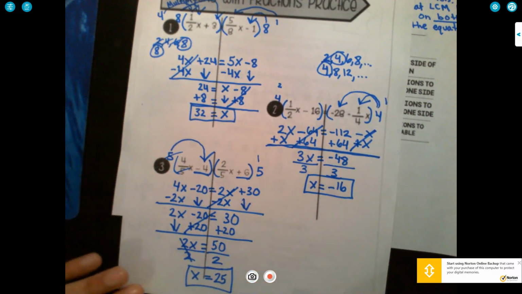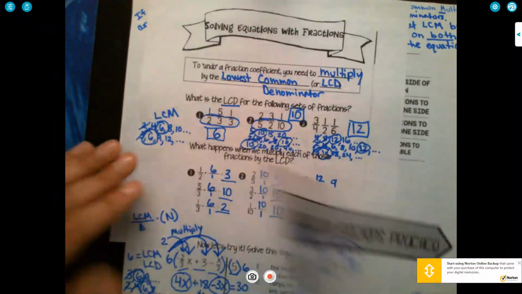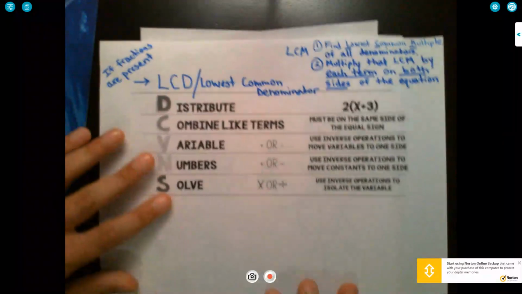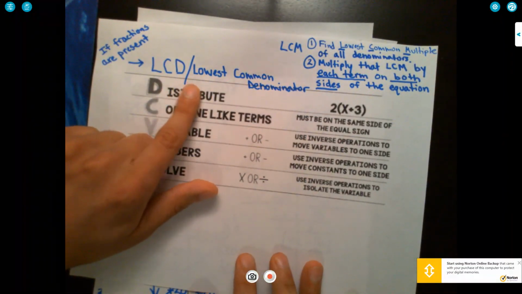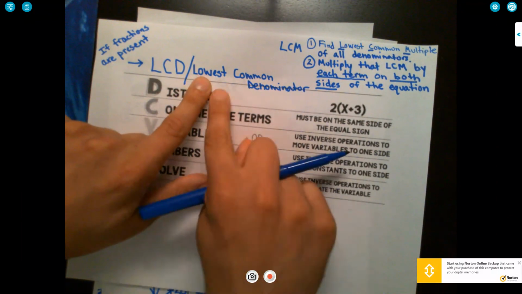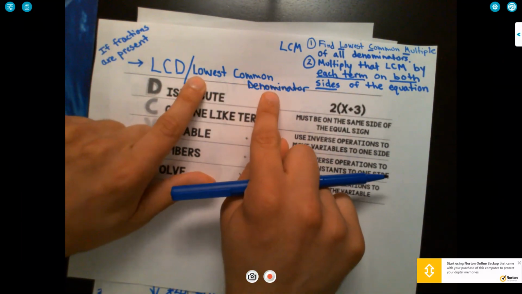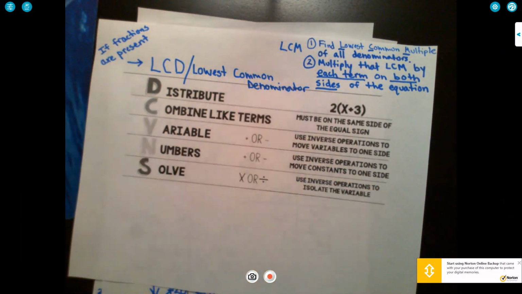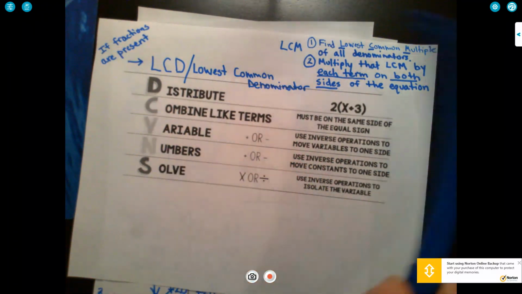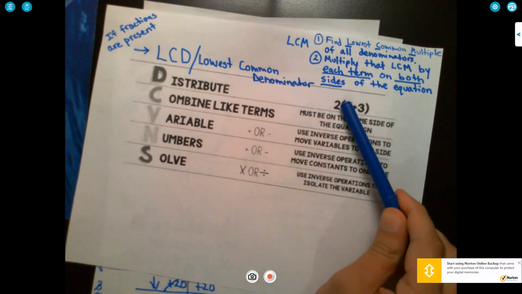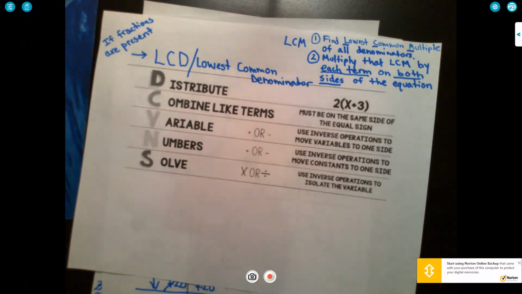All right, and that's how you solve equations with fractions. There's essentially another step added before distributing. So you're finding the lowest common denominator, which is the lowest common multiple of all the denominators that are present. You multiply by that number, and then multiply that number by each term on both sides of the equation. So essentially you're creating parentheses, and then you move on to the next step to distribute those to get rid of the parentheses, and you just carry on from there like any other normal equation.